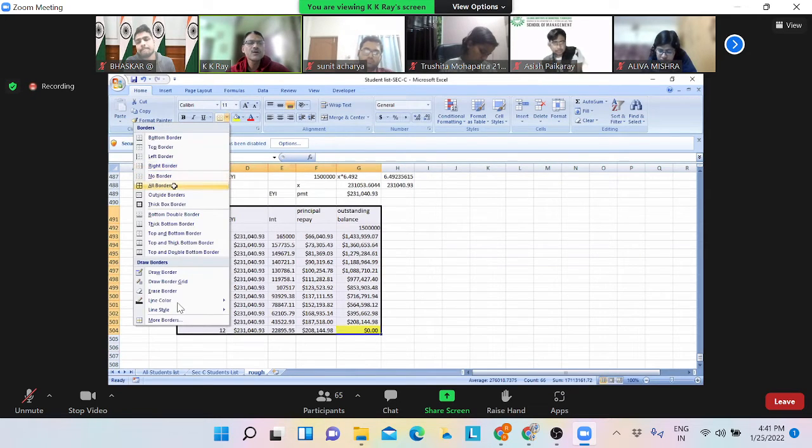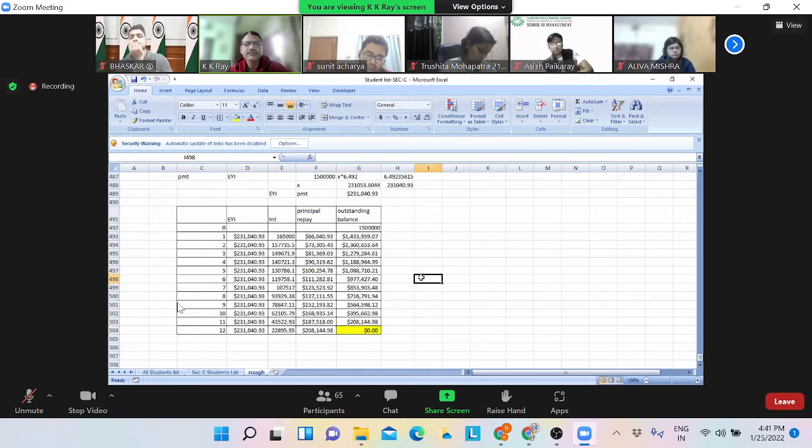This is called loan amortization. So every EMI has two parts: one is the interest part and the other is the principal part. And we are getting the outstanding balance.